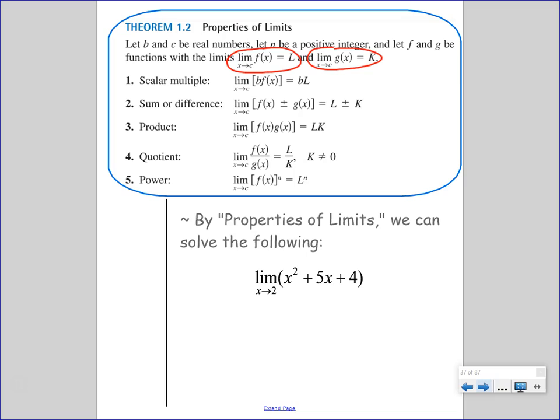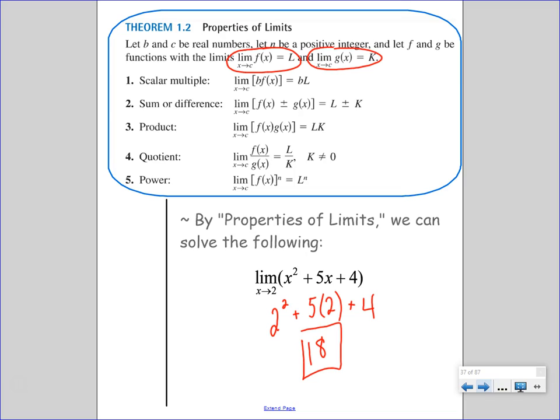We can just take it piece by piece and say, well, just take the limit of that guy, and just take the limit of that guy, and just take the limit of whatever's being added or subtracted. And how do I take the limit? Plug it in. So take the limit of x squared, and what do you do? Yeah. Take the limit of 5x. Take the limit of 4. Just 4. And our final answer is 4 plus 10 plus 4 is 18, right? These properties allow us to take it piece by piece and not have to think about it as one whole function, but think about it as addition or subtraction of separate pieces.